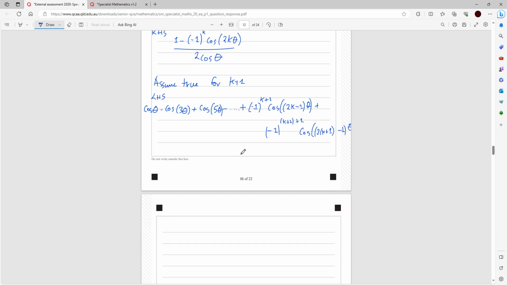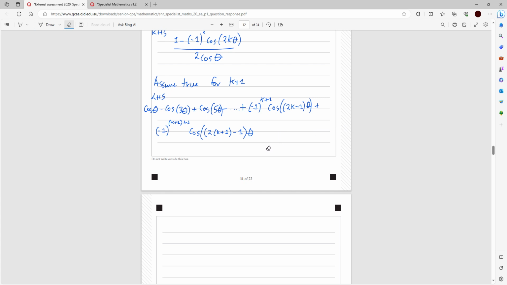That is not going to fit there. I'm going to rewrite that bit here. Sorry guys. -1 to the k plus 1 plus 1 cos brackets. The 2 is being multiplied by the entire k plus 1, not just the k, so don't forget to include that in the brackets. So we go 2 multiplied by k plus 1 brackets minus 1 theta. So I'm just rewriting that bit there because it doesn't fit pretty much. Okay, that is my left hand side done.